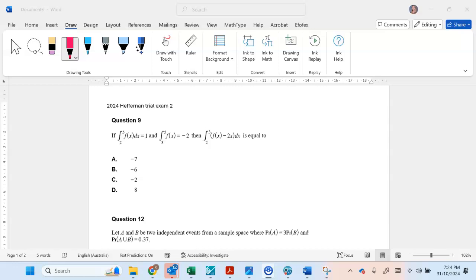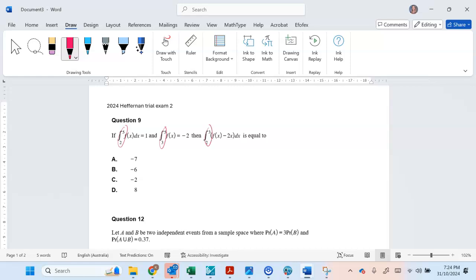Questions like question 9 do often appear in the VCAA exam, so it's very important that you understand what is actually going on here. We've got a definite integral from 2 to 5 of f of x equal to 1, and from 3 to 5 equal to negative 2, and then the integral of f of x minus 2x dx from 2 to 3. So always take note of what is happening in your terminals: we're going from 2 to 3, 2 to 5 and 3 to 5, and we want 2 to 3.